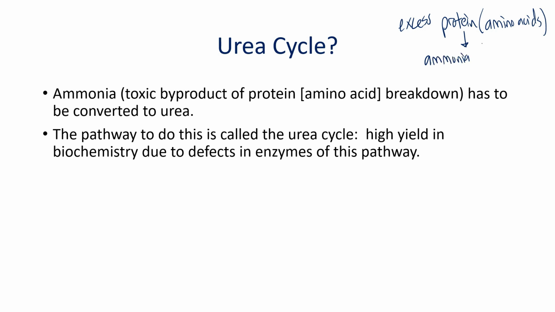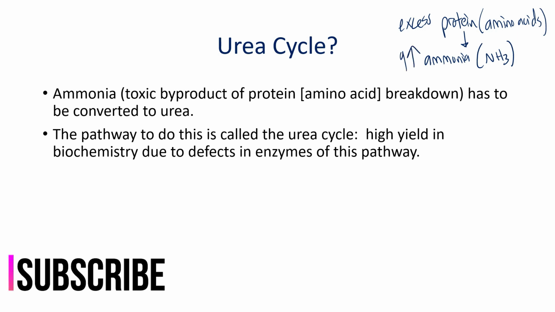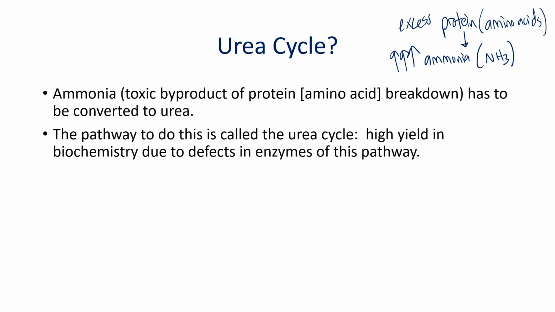The chemical structure for ammonia is NH3, so 1 nitrogen and 3 hydrogen. When this builds up in the body, it's extremely toxic and can cause encephalopathy, a lot of neural symptoms which then result in neuromuscular symptoms, and it can be life-threatening. So we have to do something about this ammonia. What the urea cycle does is convert the ammonia, remember it's NH3, into something called urea.